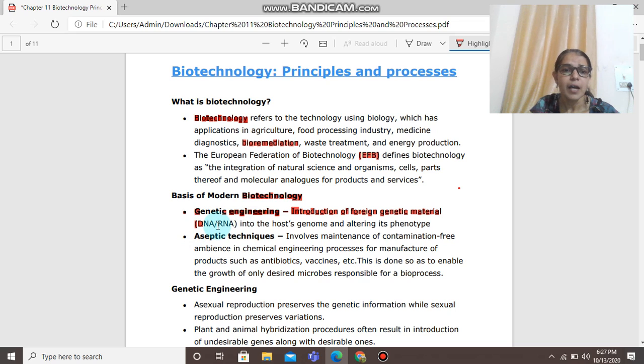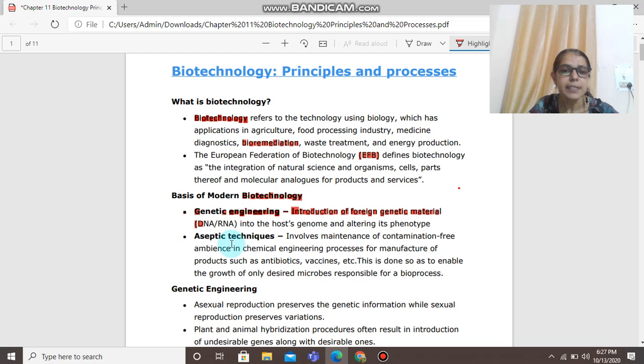Discussing further, as you know, DNA or RNA act as the genetic material in most organisms. DNA is the genetic material. So if we change the DNA or RNA of an organism, obviously it will affect its phenotype. All of you know that phenotype is the external appearance of an organism. So obviously, if the DNA or RNA of an organism is changed, it will affect its phenotype.